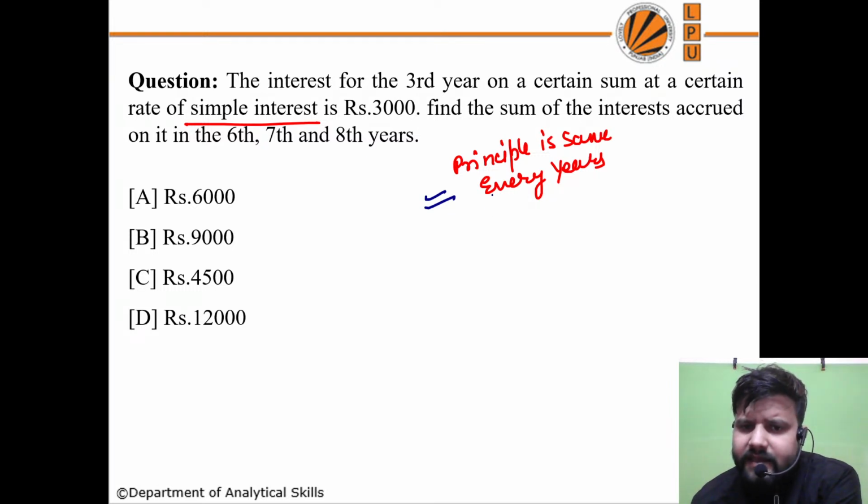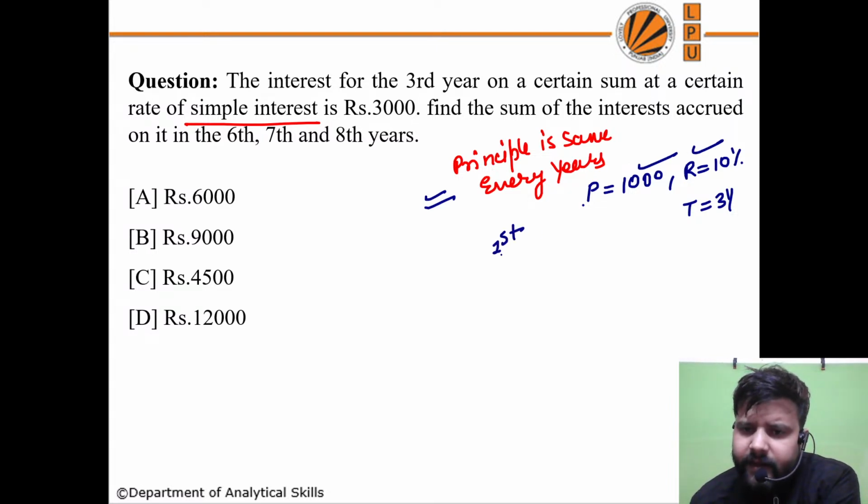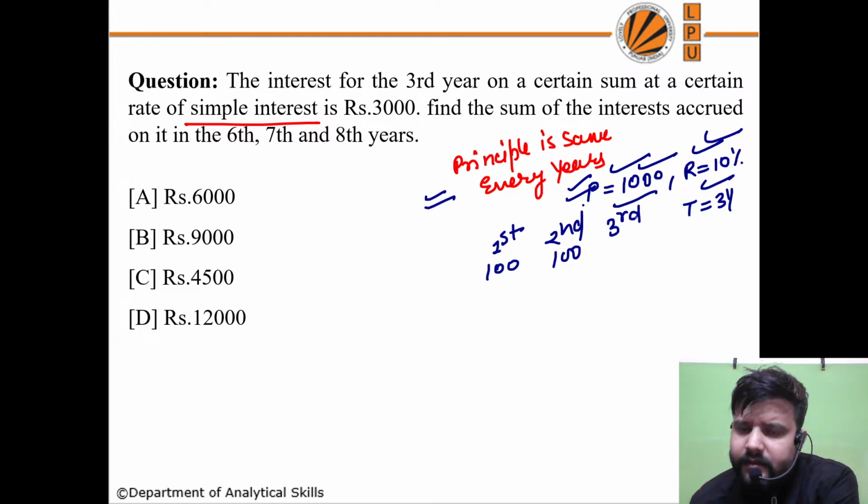Let's take an example to understand it. Let's say principal is 1000, rate of interest is 10%, and time is 3 years. In SI, 10% will be charged on the first year, so first year interest would be 100. In the second year again 10% will be charged on 1000, so the interest is 100. Third year again it is 100.